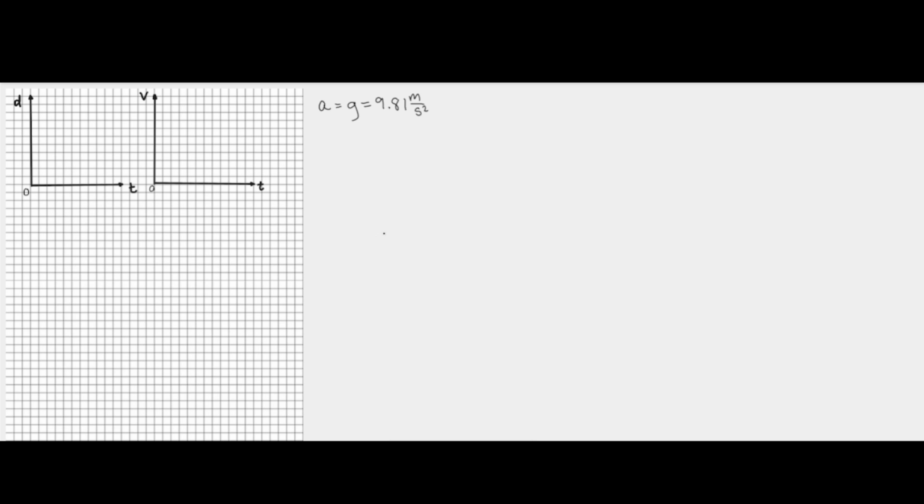Since this is a constant acceleration, we can use our kinematic equations that we've already learned. So for example, we learned that v final equals v initial plus an acceleration times time. Originally this was a times t, but now we're calling this g times t for this special case.